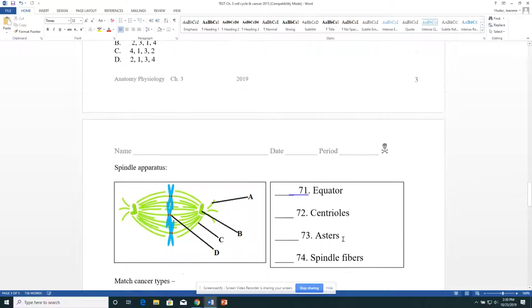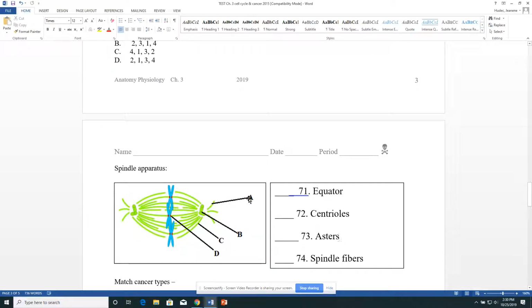73, which is pointing at the asters? A, B, C, or D? And finally, question 74. Which of these is showing you the spindle fibers? A, spindle fibers, B, spindle fibers, C, spindle fibers, D, spindle fibers.